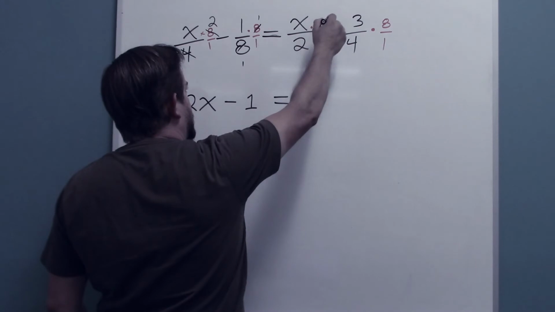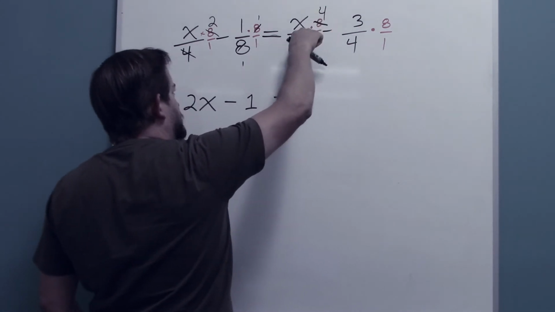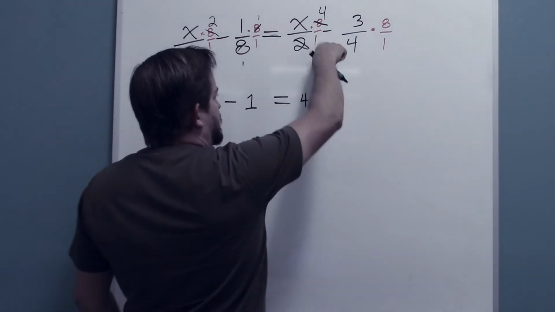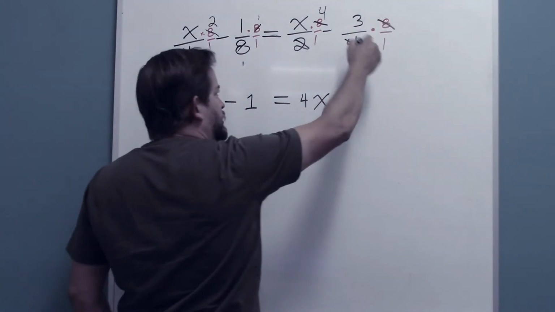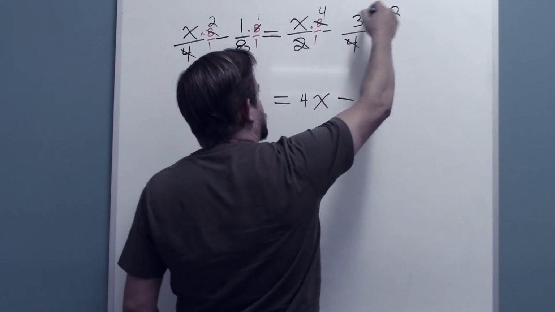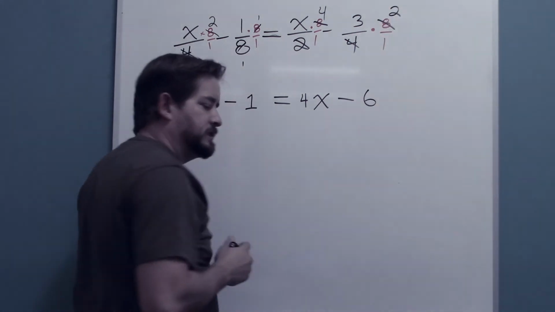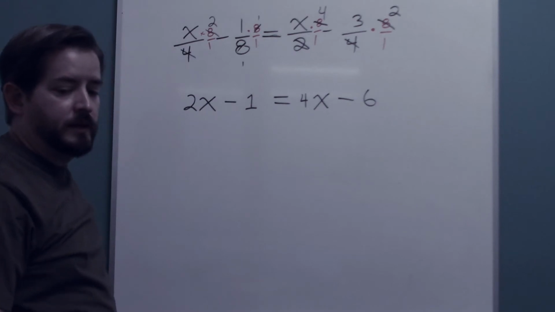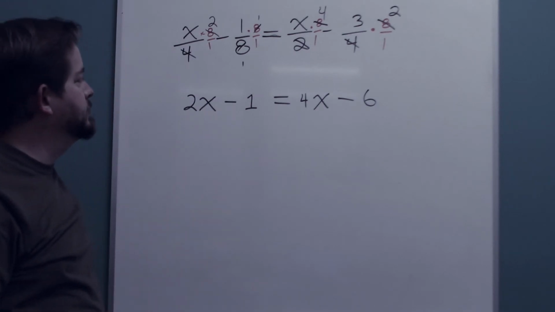Equals, the 8 and the 2 simplify, leaving me with a 4, so I have x times 4, which is 4x, minus, and then the 8 and the 4 are both divisible by 4, leaving me with a 2, so I have 3 times 2, which is 6. And now I have no more fractions. That's the nice part of step 1, is it'll eliminate these fractions.